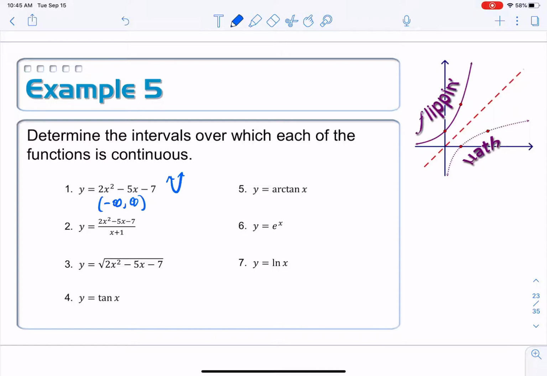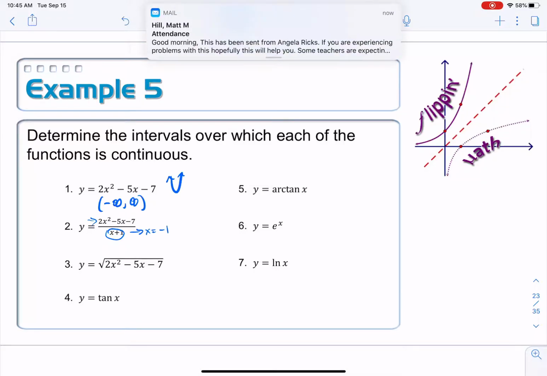Okay, on number 2, we have a rational function. So this rational function does have an asymptote at x equals -1. However, I need to make sure that that's an asymptote and not a hole, right? One of the ways I could do that is, if this was a hole, that factor needs to be shared up top. If it was shared up top, that means it would be evenly divisible by it.